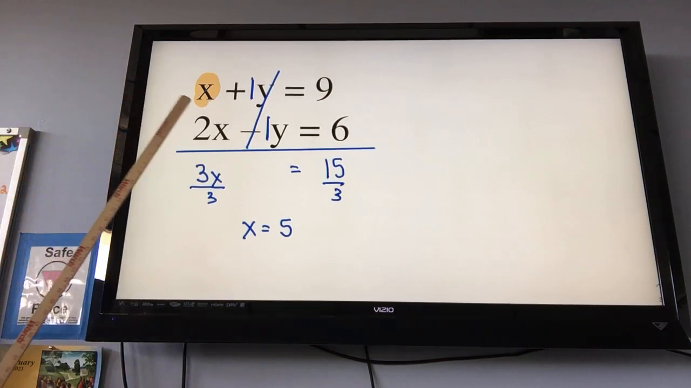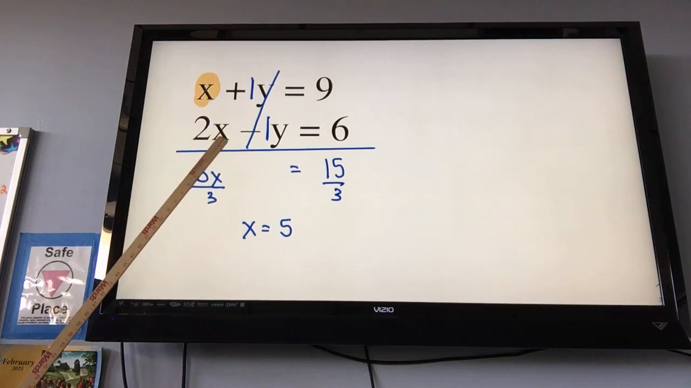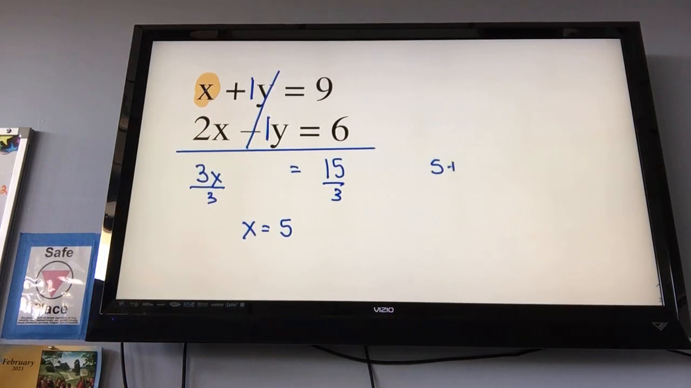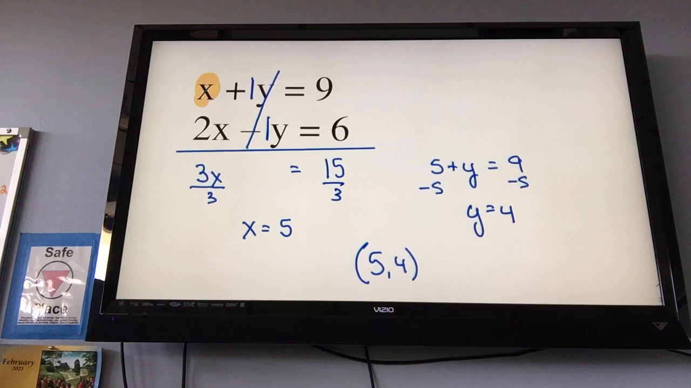And I'm gonna go right there, but I can go to either one. And I'm gonna have 5 plus y equals 9. And I'm gonna subtract 5. And y equals 4. So don't forget about the easier ones. Look for that. If they're opposites to begin with, you don't have any work to do at all.